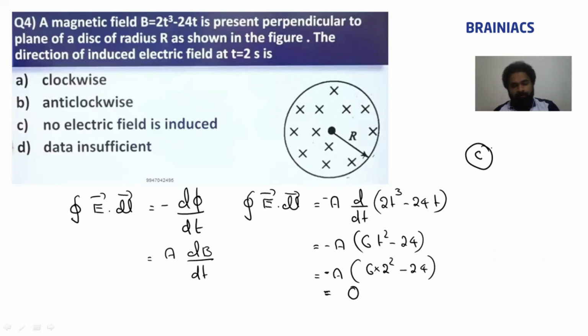Clear? So based on induced electric field, few problems we have done. Okay, so practice well, understand the concept. Then try to practice more number of problems and be comfortable in this topic.